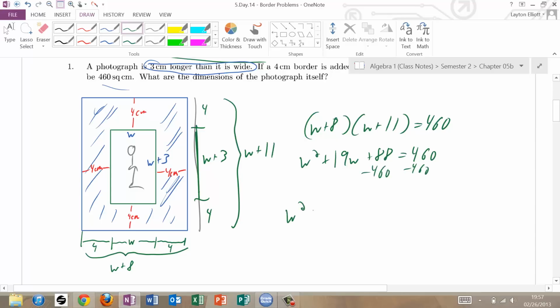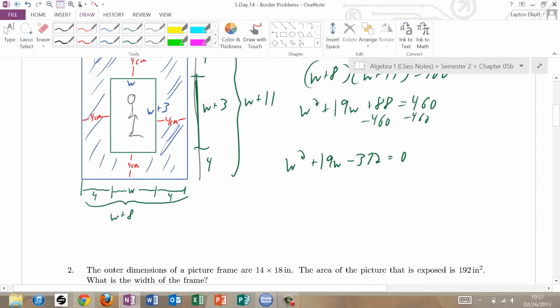And I have W squared plus 19W, 460 minus 88 is 372, negative 372 equals 0. Then we have to break up 372. I need two numbers that multiply to 372 but add to 19. So let's play our factor tree game.